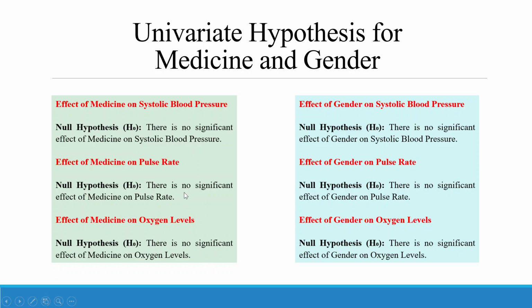Next is univariate hypothesis for medicine. This is for medicine and this is for gender. Null hypothesis. There is no significant effect of medicine on systolic blood pressure. Effect of medicine on pulse rate. There is no significant effect of medicine on pulse rate. Oxygen levels. There is no significant effect of medicine on oxygen levels. Now, the next hypothesis is for gender. There is no significant effect of gender on systolic blood pressure. Next, for pulse, there is no significant effect of gender on pulse rate. Next, on oxygen level, there is no significant effect of gender on oxygen levels.